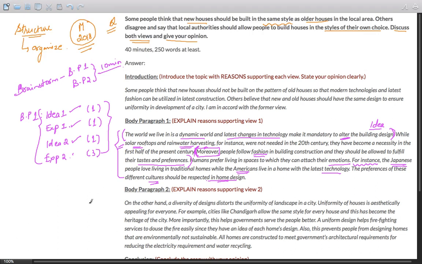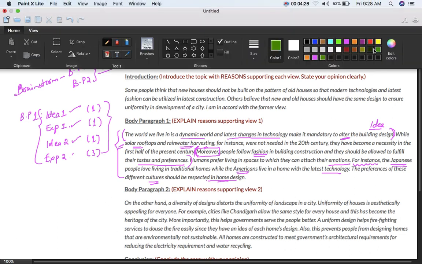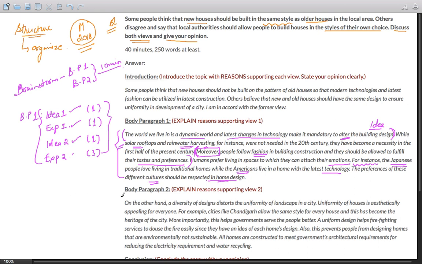Now it's time to alter the opinion. You have explained the reasons supporting view 1 in the first body paragraph. It is time to explain reasons supporting view 2 in the second body paragraph. Follow the same structure over here. There should be an idea 1 and explanation 1, followed by idea 2 and explanation 2. So this is same for body paragraph 2.